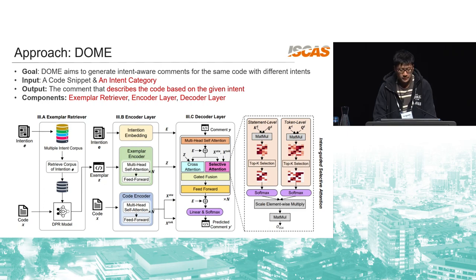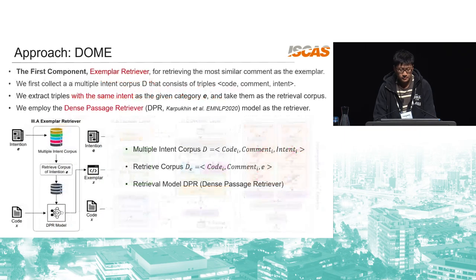DOME takes a code snippet and an intent category as the input, and outputs the comment that describes the code based on the given intent. It consists of three main components: example retrieval, encoder layer, and decoder layer. The first component is example retrieval, which is used to retrieve the most similar comment as the example. We first collect a multiple-intent corpus D that consists of triples: code, comment, and intent.